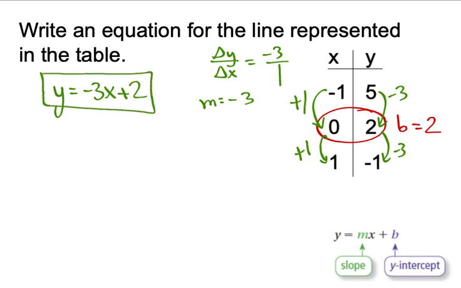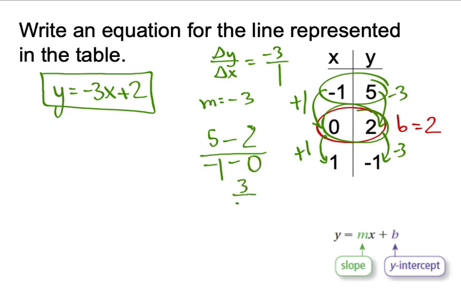If you're not comfortable with doing the table slope, which you should be, you can always pick 2 of the points and plug them in with the y's on top and the x's on bottom. And then this will give you 3 over negative 1, which again is the same slope of negative 3.